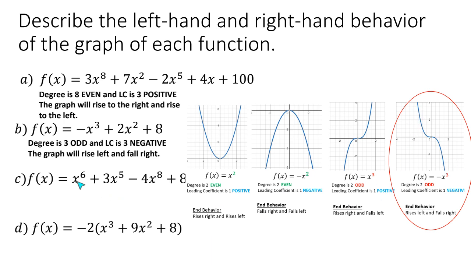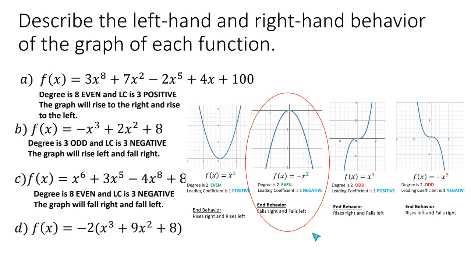So now let's look at this letter C. So we have x to the 6 plus 3x to the 5th minus 4x to the 8th plus 8. So in your mind really quick, ask yourself, what is the degree? Is it going to be 6, 5, 8? And so hopefully you're saying that it's 8. And so now you look at the coefficient, which is negative 4. So the behavior is going to be like this second one. So we'll say that the graph will fall right and fall left.